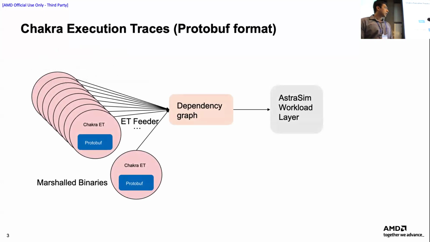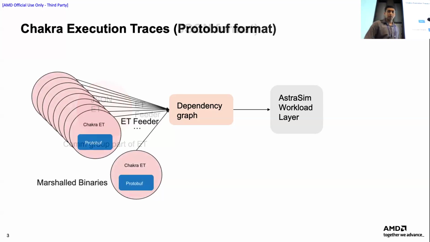If you have attended the earlier parts of this talk, then you're familiar with how the input workload is represented in the form of chakra execution traces, which is in the protobuf format. In this format, we have one chakra ET representing the workload graph per NPU. And the ET feeder in chakra will consume these input workload graphs and then build the dependency graph in memory, which will be presented to the ASTRA-sim workload layer.